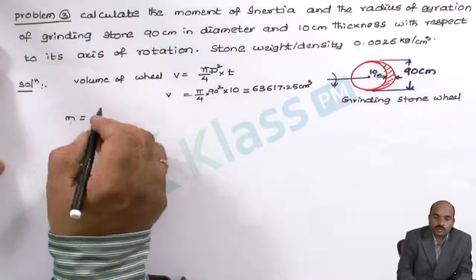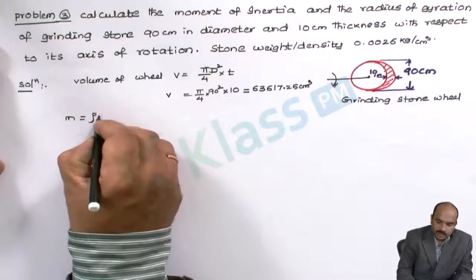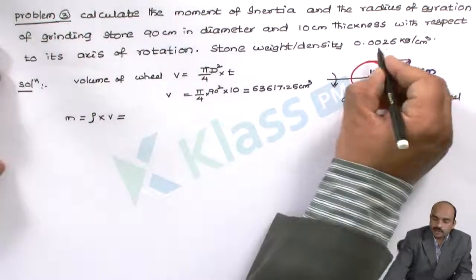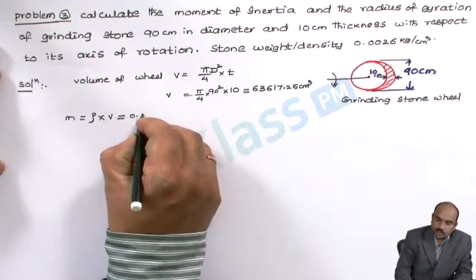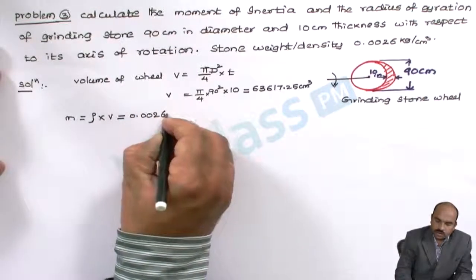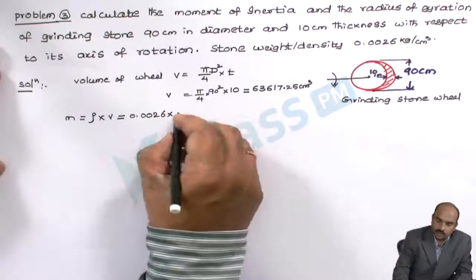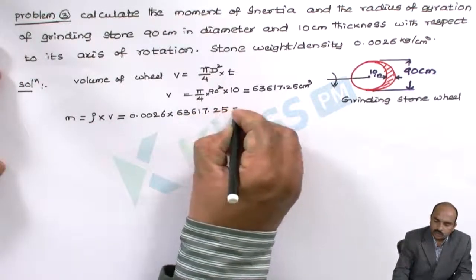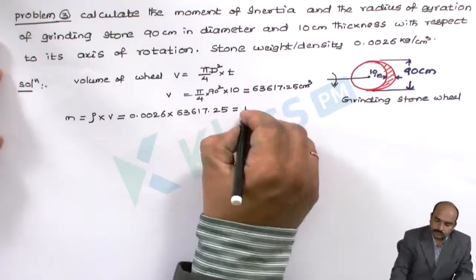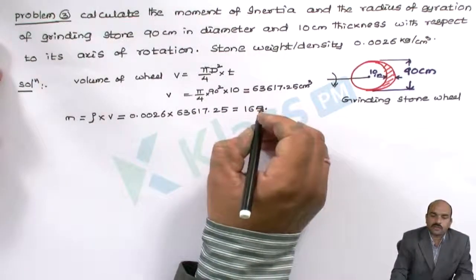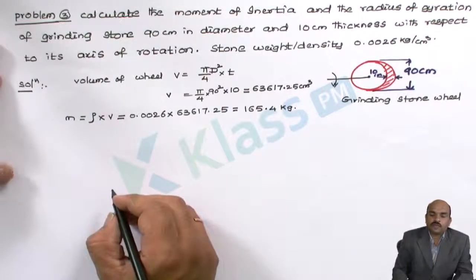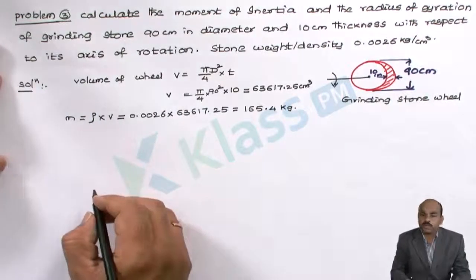Now let us calculate mass. We know mass equal to density into volume. So its density is given here, that is 0.0026 into its volume 63617.5. Its value is 165.4 kgs.